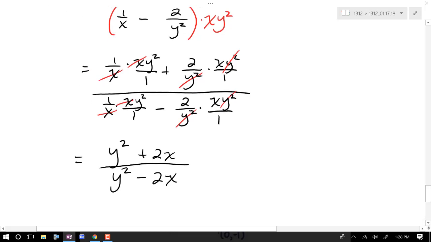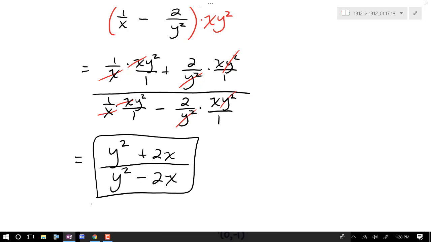Can we cancel anything? No, they have no common factors, and we don't cancel over addition. That is the cardinal sin of algebra, canceling over addition. Moving right along.